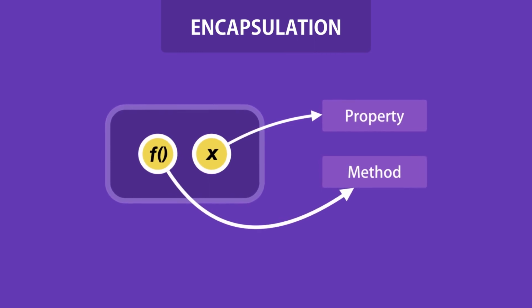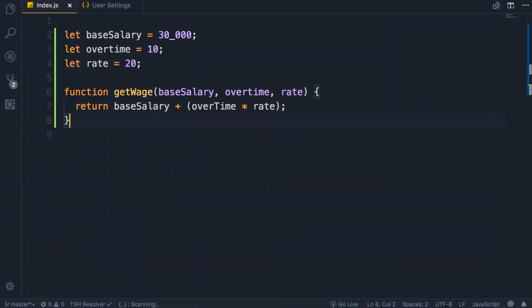Let me show you an example of this in action. So here we have 3 variables: base salary, overtime, and rate. Below these, we have a function to calculate the wage for an employee. We refer to this kind of implementation as procedural. So we have variables on one side and functions on the other side. They are decoupled. Now let's take a look at the object-oriented way to solve this problem.